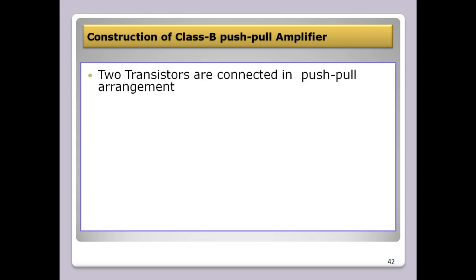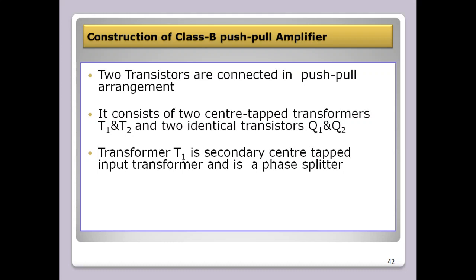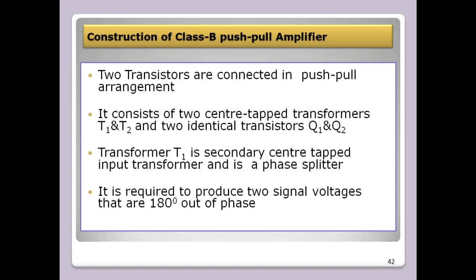Okay, so those two transistors are connected in a push-pull arrangement here in the circuit, consisting of two center-tap transformers T1 and T2 and two transistors Q1 and Q2, and these are identical. Transformer 1 is a secondary center-tapped input transformer and is a phase splitter, because it is required to produce two signal voltages that are 180 degrees out of phase.